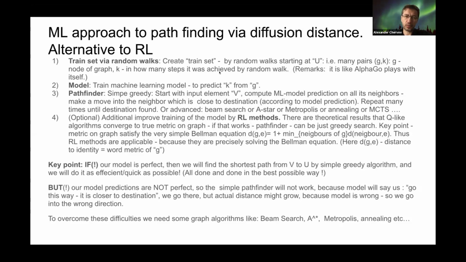In some sense, random walks are like AlphaGo playing with itself. Here there is no game, so instead of playing with itself, we just do random walks on the graph. But in some sense, this is the same idea. This is a remark. So our train set is an element and the number of steps by which it was achieved by the random walk. In the next step, we train the machine learning model to predict this integer number k from the permutation G.